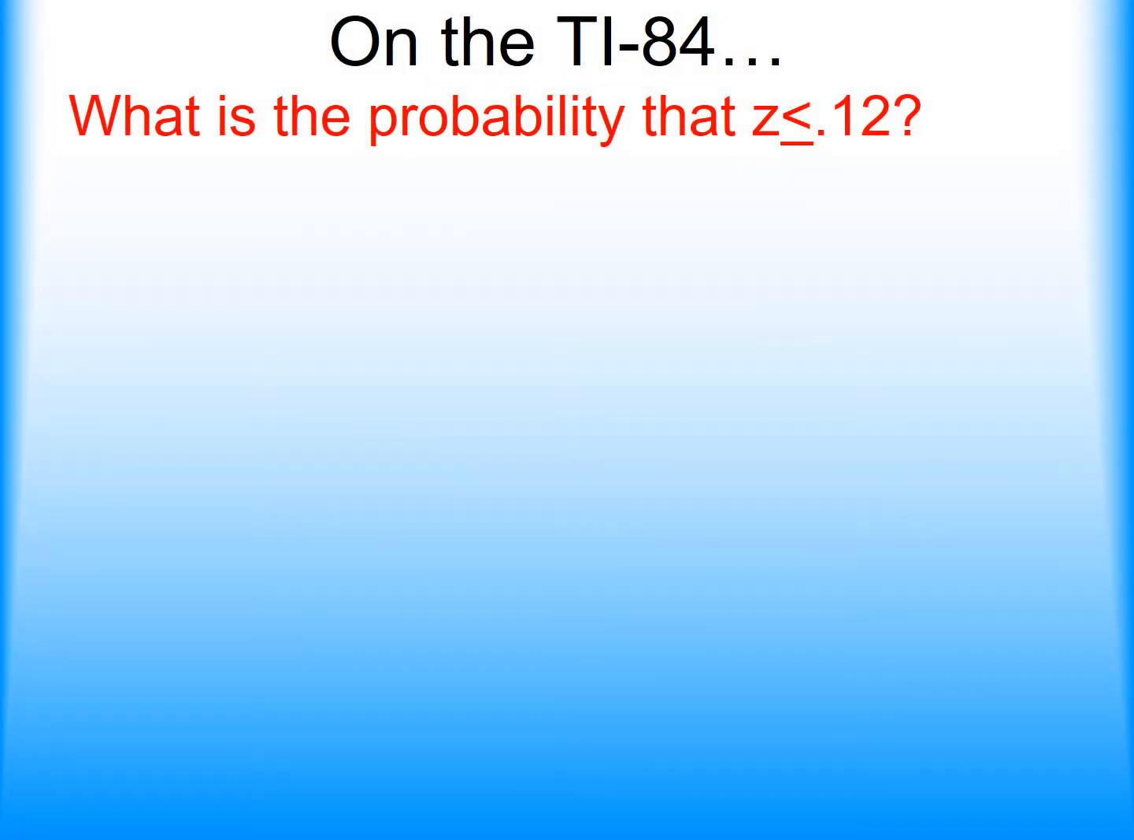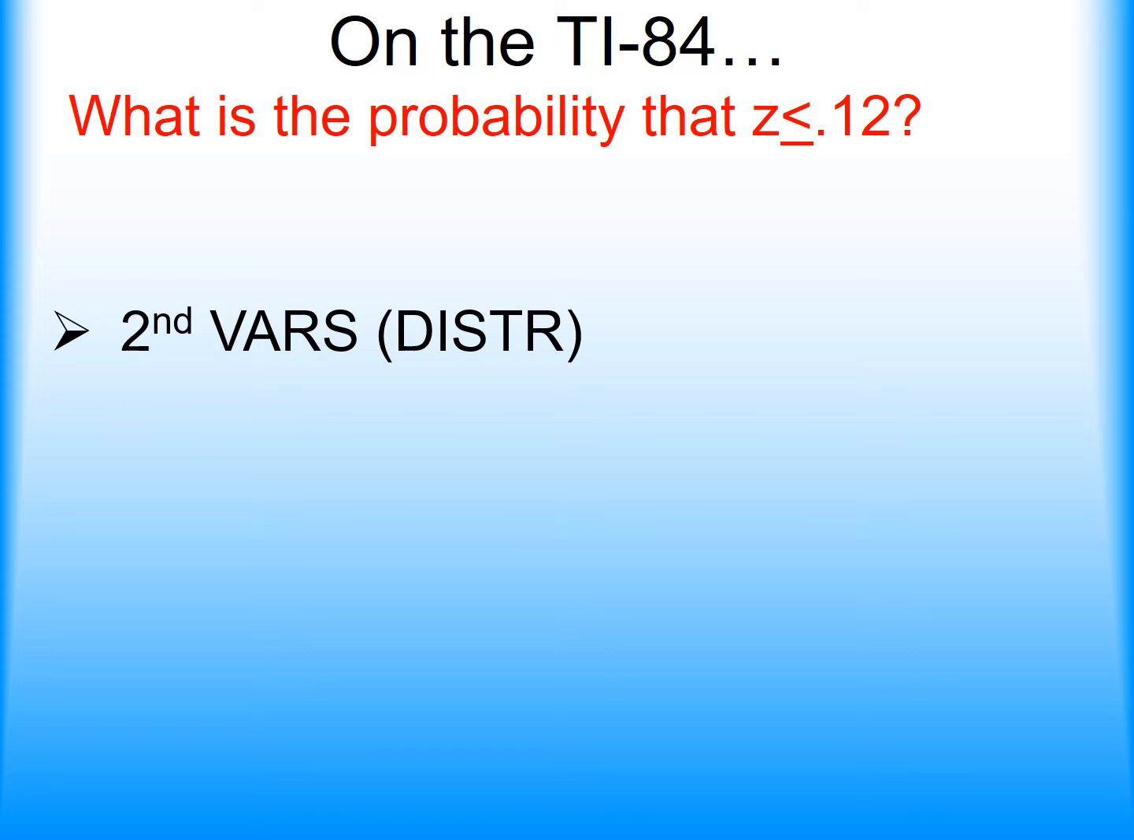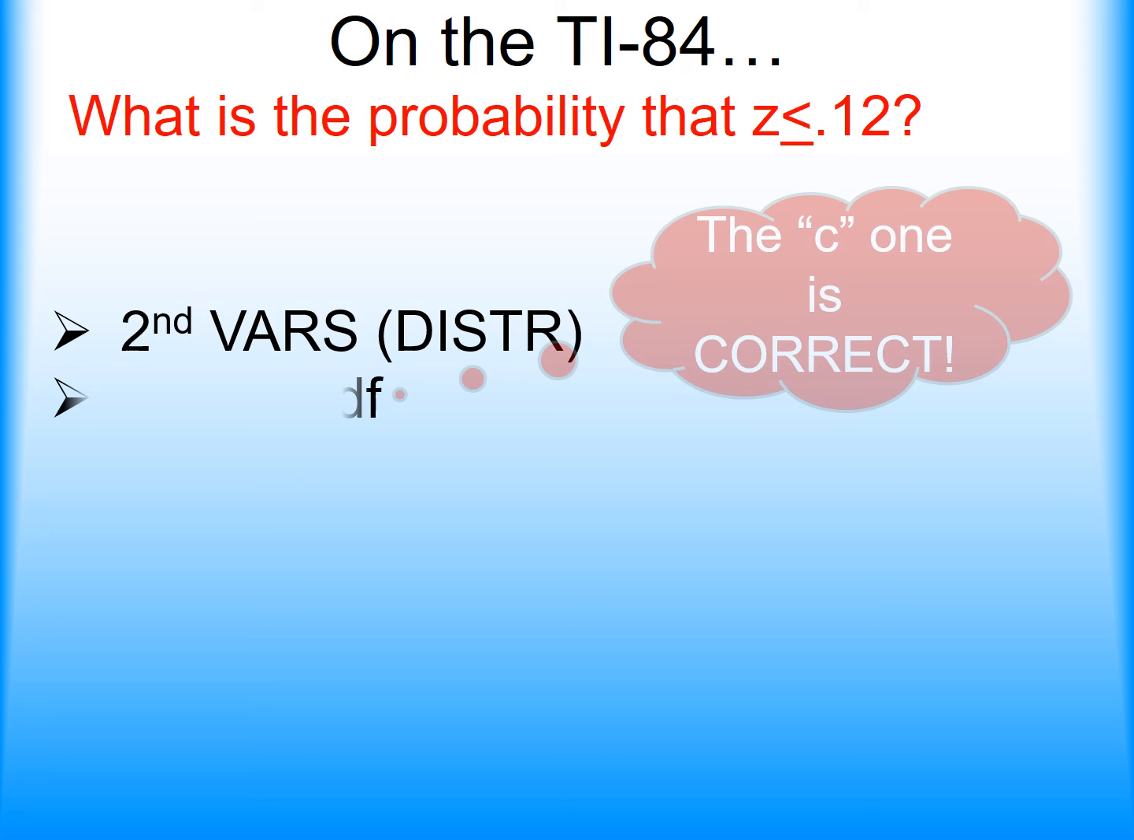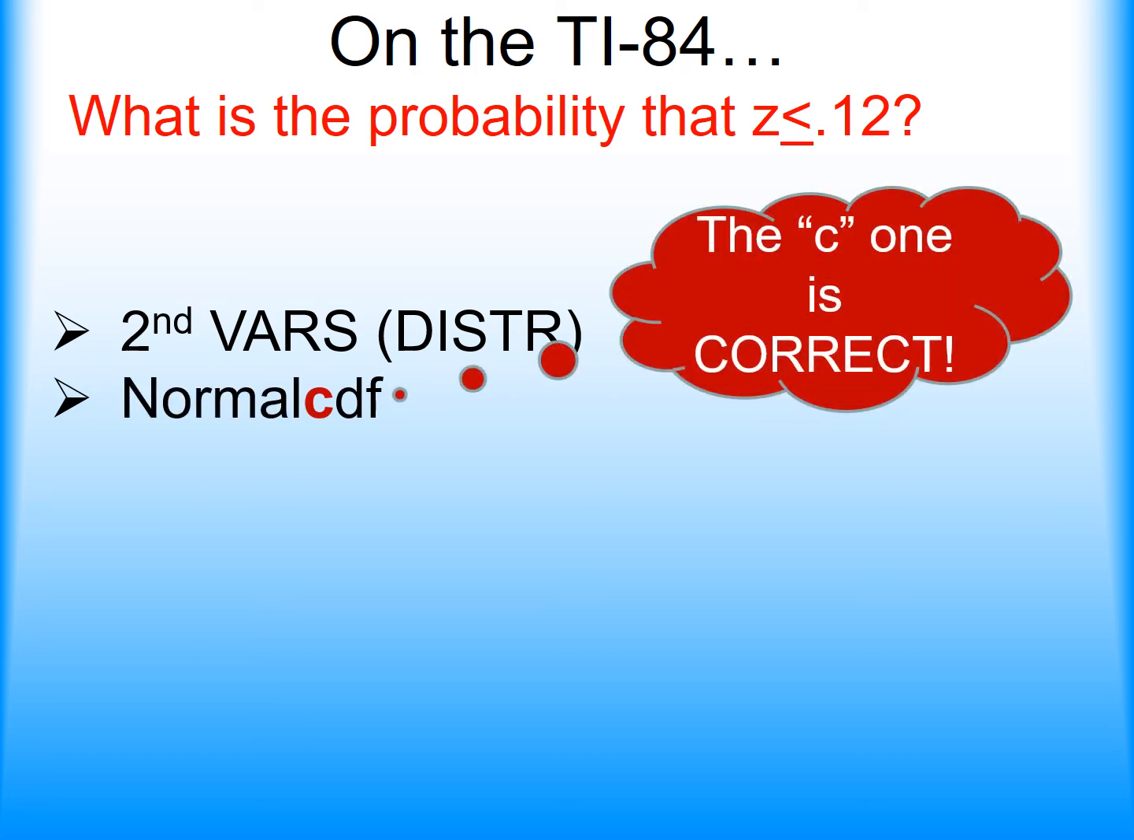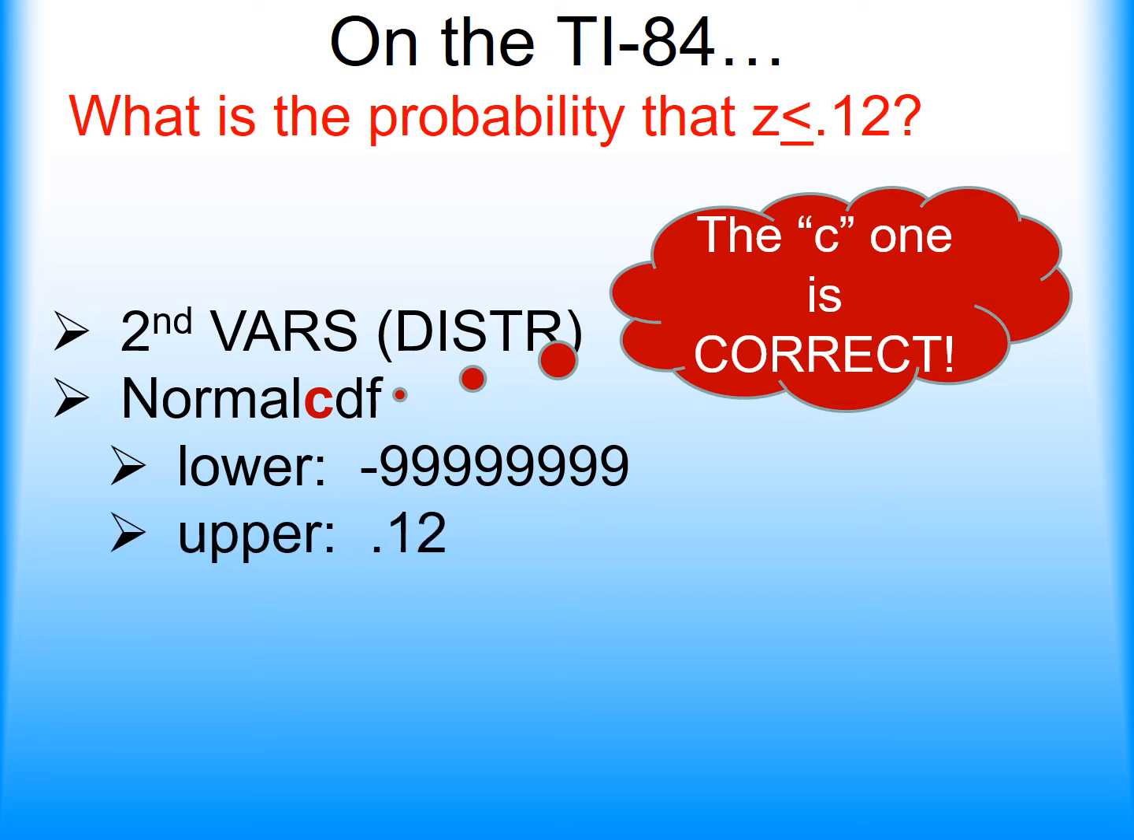And this is how you would use your calculator. Same question, what's the probability that z is less than or equal to 0.12? Press second vars. We're actually looking for the distribution button, which you have to push second to be able to get it. What's going to come up is a list, and I need you to look for normal CDF. These are going to be regions, lower region to upper region. Since we are shading from the far left all the way up to 0.12, our lower region is going to be negative infinity, negative 99999. Our upper is going to be 0.12.